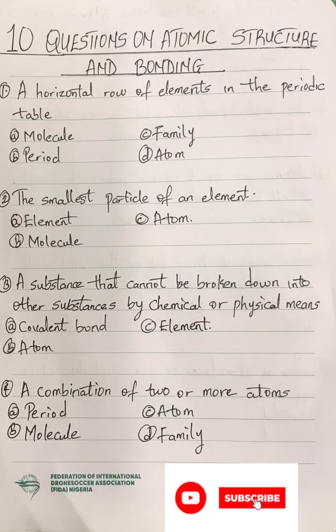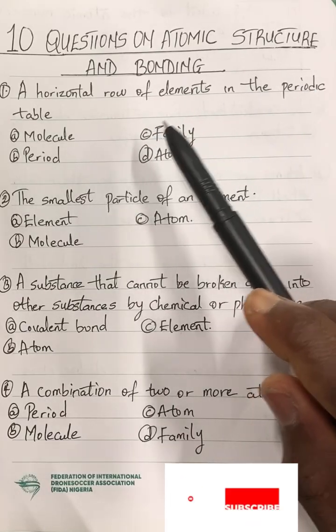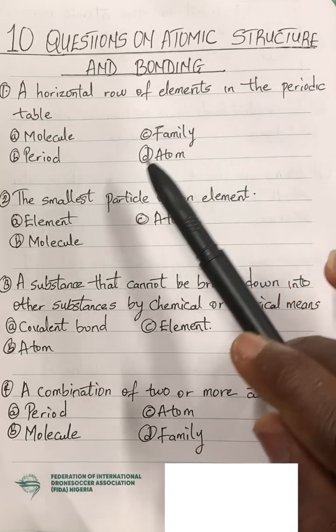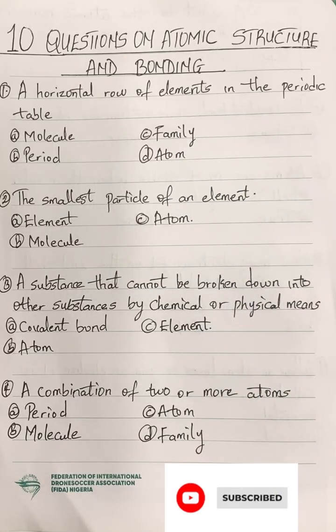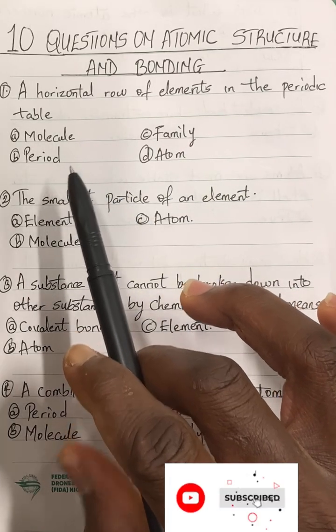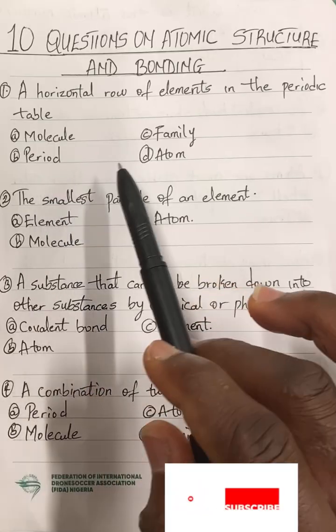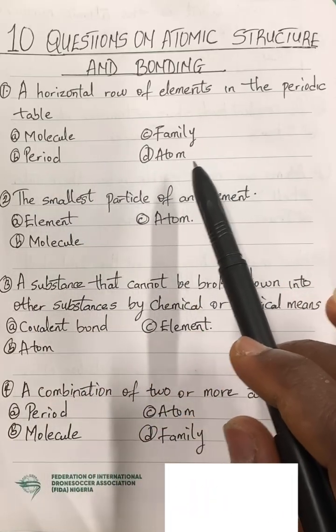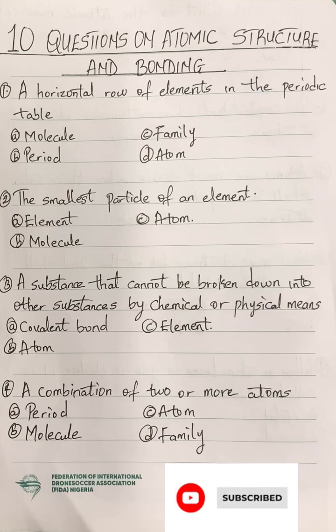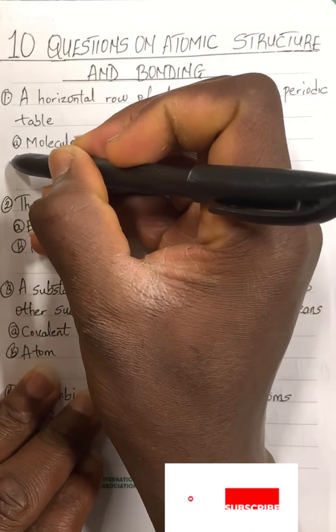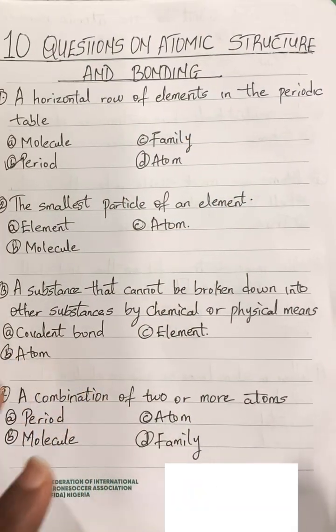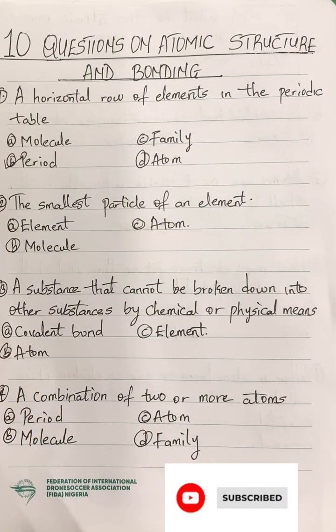1. A horizontal row of elements in the periodic table is what? A. Molecule, B. Period, C. Family, D. Atom. It is period. Period is the horizontal row of an element in the periodic table. Why? Group is the vertical row.